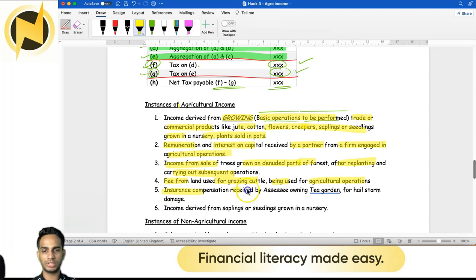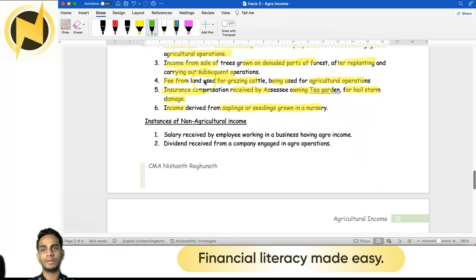Next, insurance compensation received by an assessee owning a tea garden from hailstorm damage. Pretty unique item here. So if I have a tea garden and hailstorm damages my tea garden, I get insurance coverage. That's agricultural income as well. Income derived from saplings or seedlings grown in nursery. That already we discussed in point number 1. So these are different cases of unique agricultural income treatments.